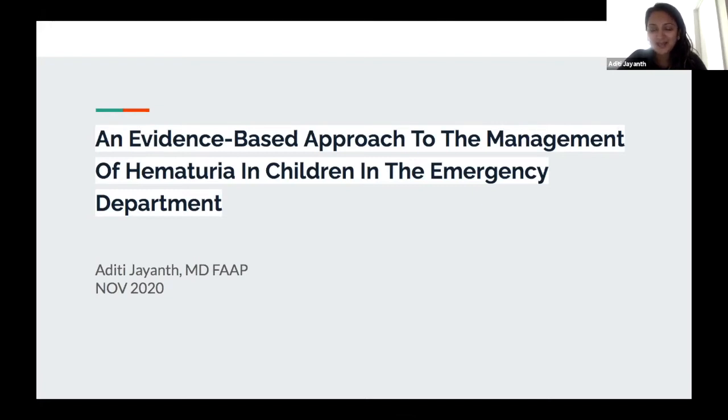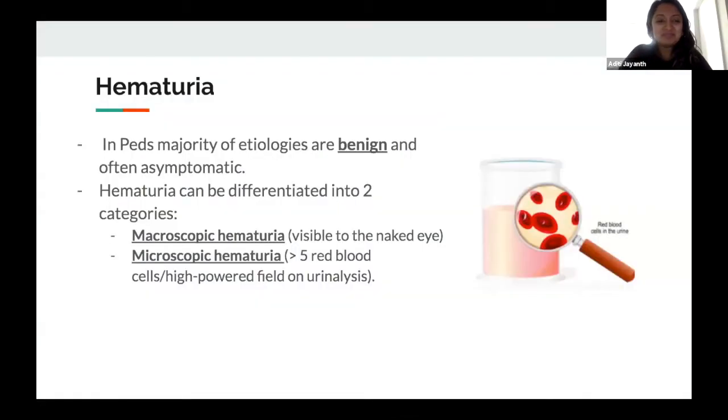DKA chat. So we're going to talk a little bit this morning about hematuria, which, admittedly, is not the most enthralling or super cool topic, but I think it's really important to address because it is something that we see all the time for many, many reasons. So let's go ahead and get started.